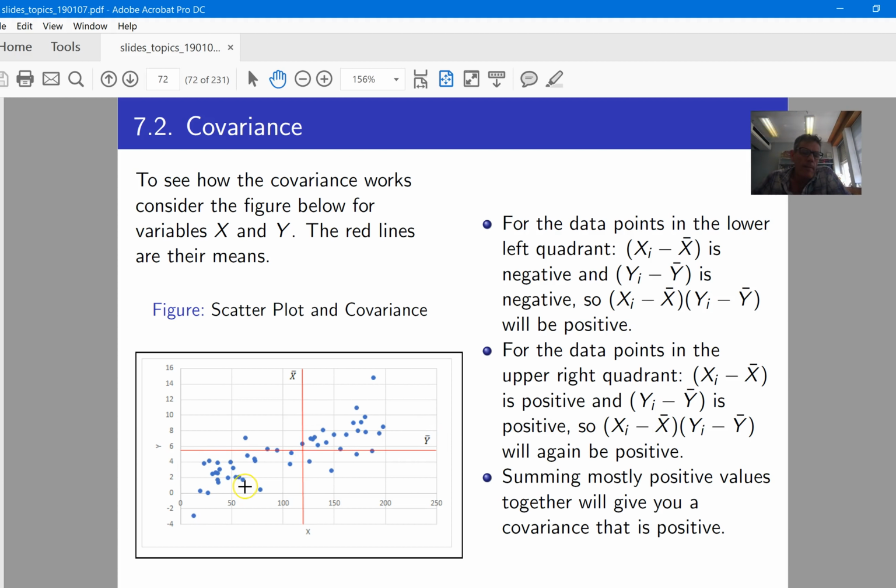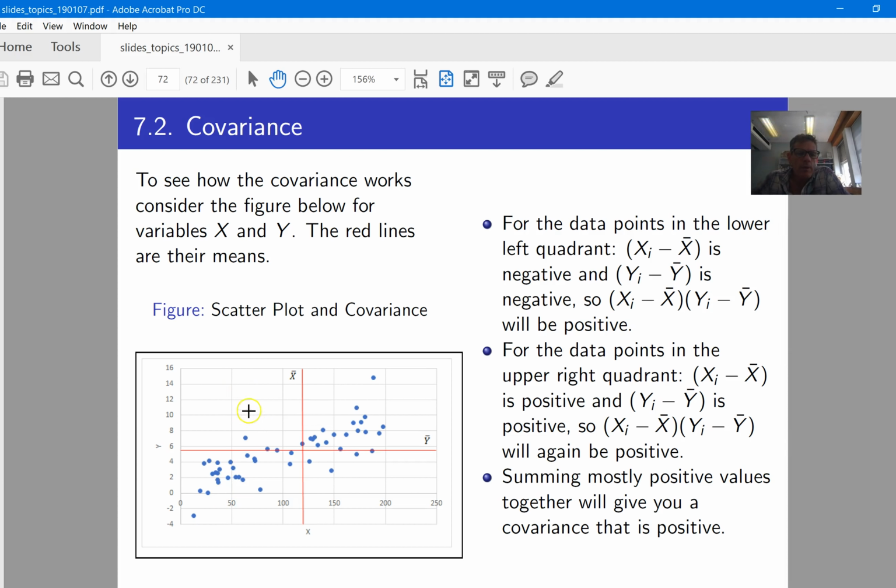These ones down here, the x values are below the mean, the y values are below their mean. So x minus x bar will be negative, and so will y minus y bar. When I multiply two negative numbers together, I get a positive number. So I'm averaging a whole bunch of positive numbers up here and a bunch of positive numbers down here. So the covariance will be positive, and in this case quite a big positive number because virtually all the values that go into the average are positive.